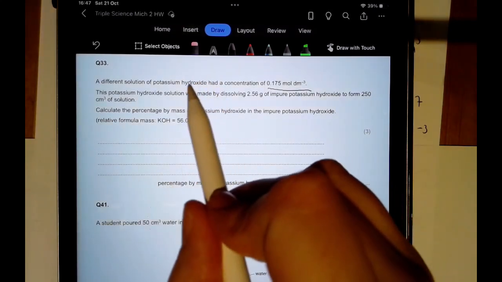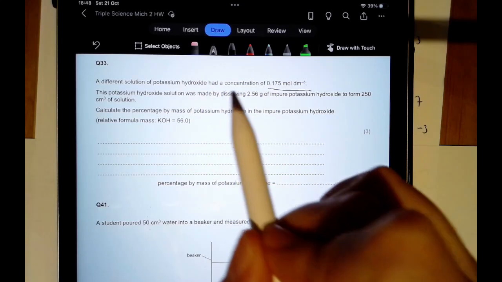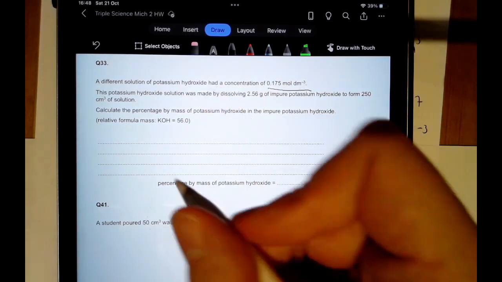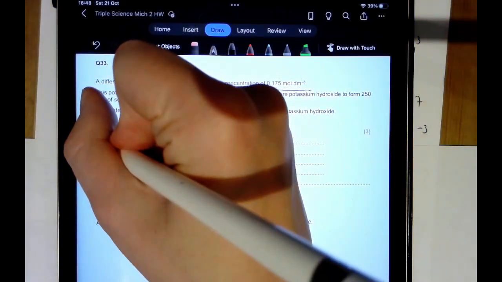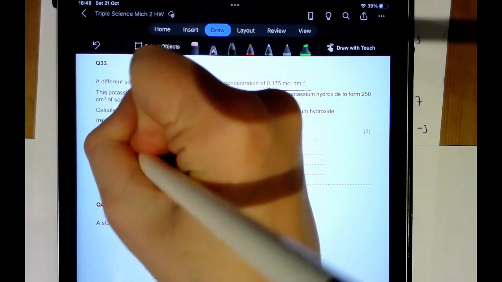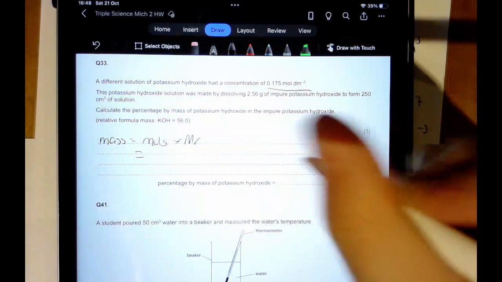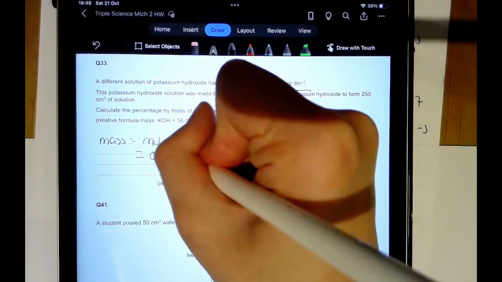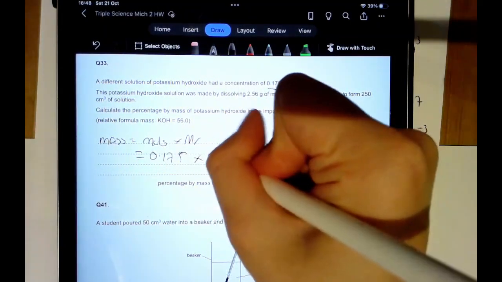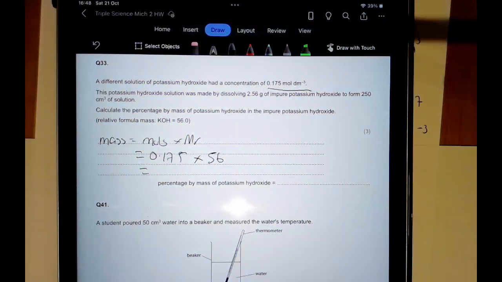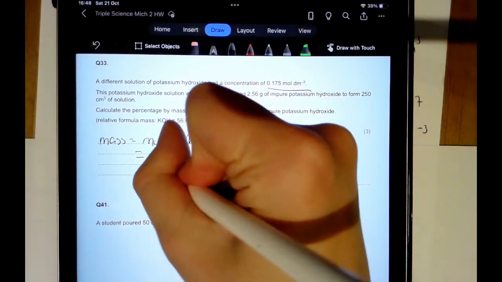Now I'm talking about potassium hydroxide. If I want to go from moles to grams, it's going to be moles times Mr. So mass equals moles times Mr. Moles is 0.175. Formula mass of KOH is 56. So I times these two together, 0.175 times 56. And I get 9.8.